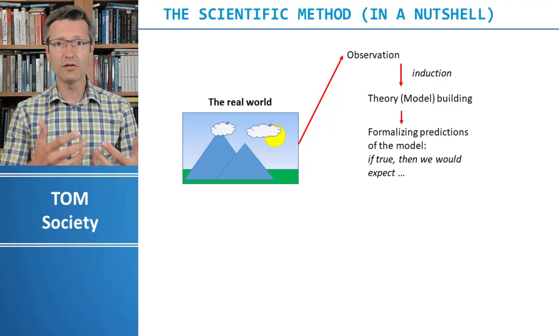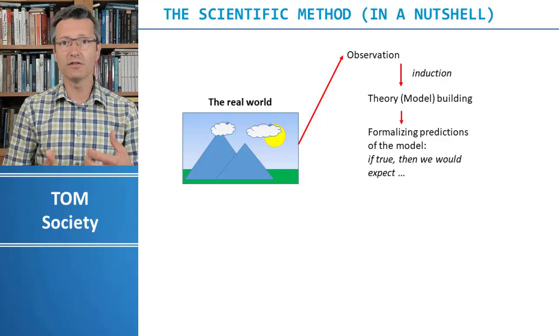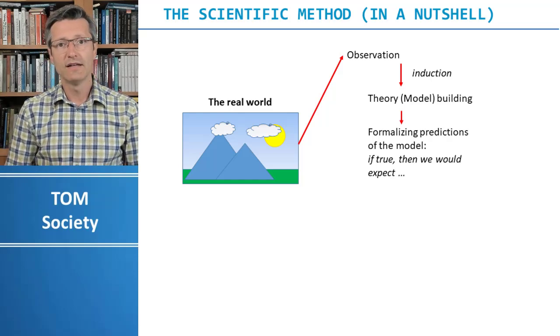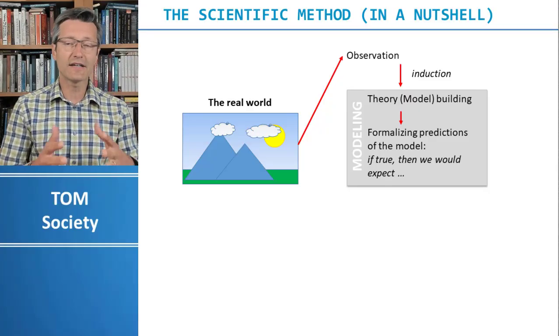With a given model, we can generate hypotheses. For example, if that model is right, then we should observe the following, and so on. Coming up with those abstract representations of reality is in fact modeling.